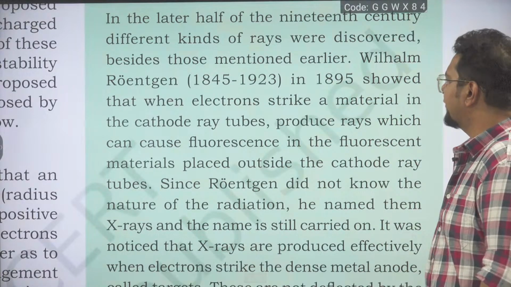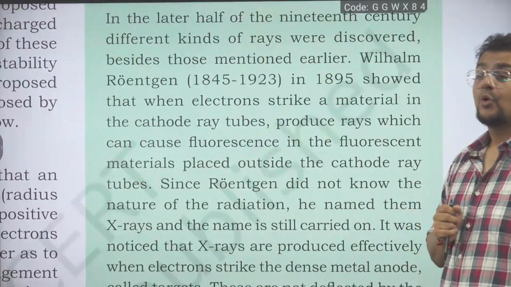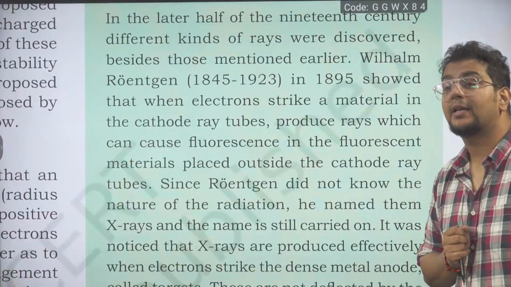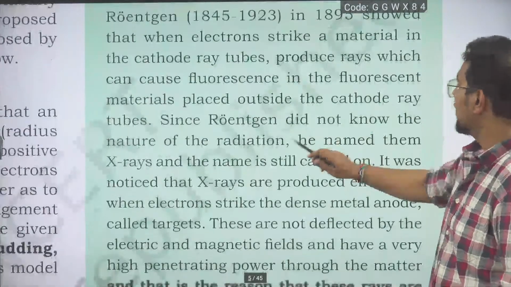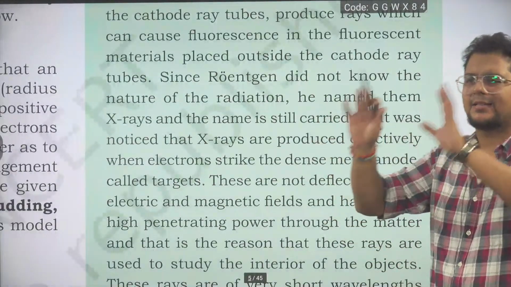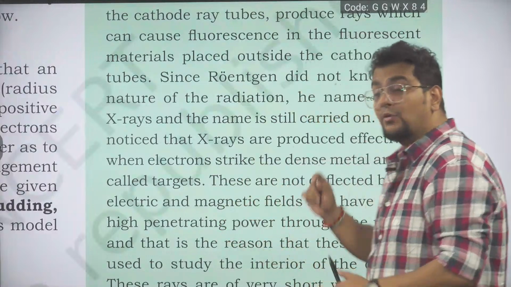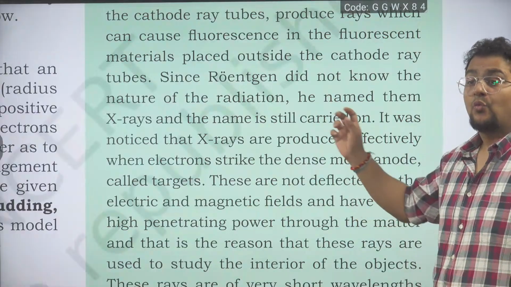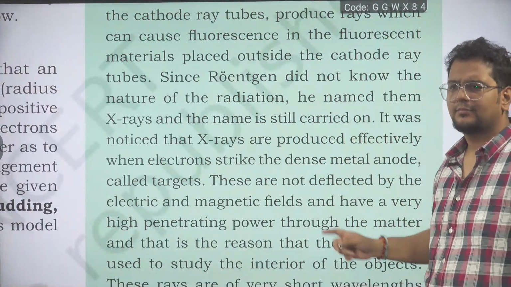In 1895, Röntgen showed that when electrons strike a material in cathode ray tubes, they produce rays which can cause fluorescence in the fluorescent material placed outside the cathode ray tube. Since Röntgen did not know the nature of the radiation, he named them X-rays, and the name is still carried on. Clear? It was further noticed that X-rays are produced more effectively when electrons strike a dense metal anode, heavy metals. Clear?